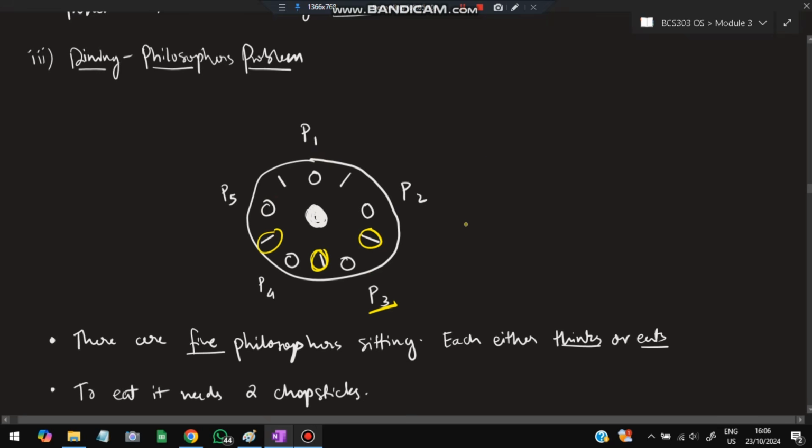Okay, suppose what happens is, each philosopher, of their own accord, takes one chopstick and keeps it with themselves.